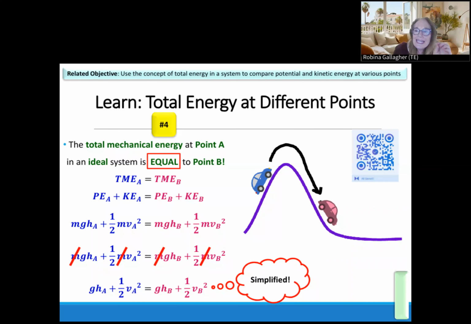Okay. So that's a simplified mathematical equation. Also, question number 4. Notice question number 4 is equal. Point A, the TME of point A, is equal to point B, the TME of point B, in an ideal system, okay, where there's no energy lost. Give me a thumbs up. Let me know you're ready.